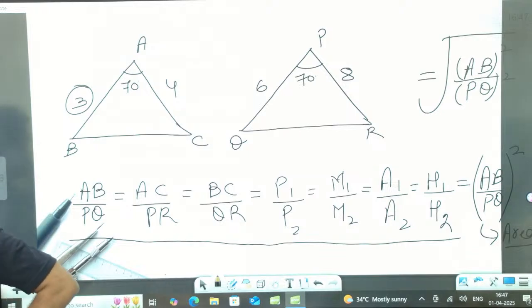Okay, understood now? So once we have any of the ratios, like ratio of their height, ratio of their perimeter, ratio of their medians, ratio of their altitudes, ratio of any of the sides, we can find the ratio of their areas. Okay, after squaring it.